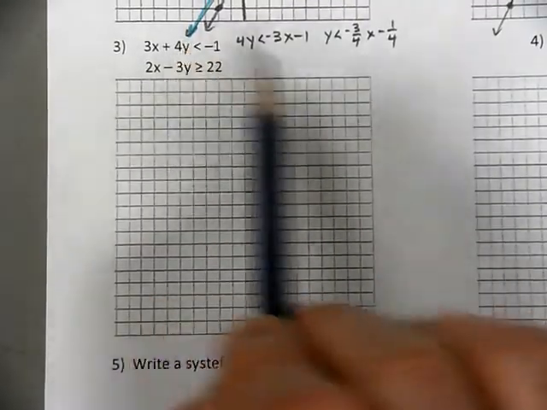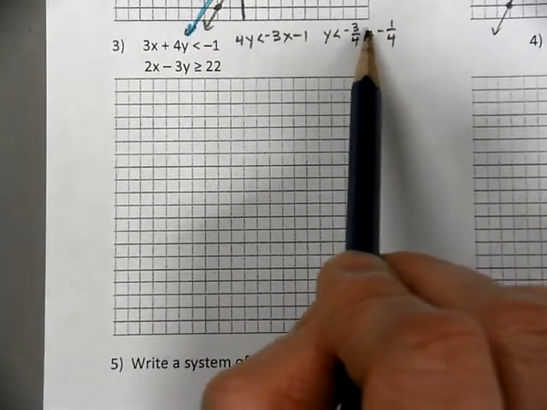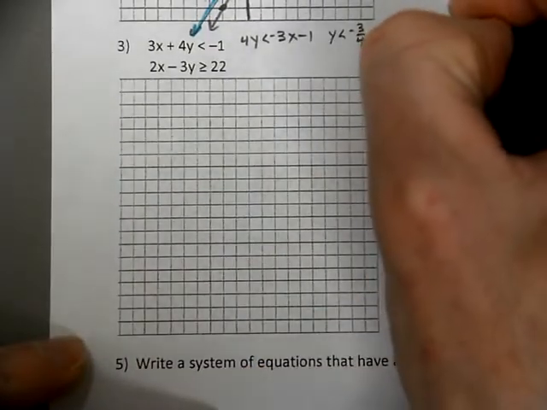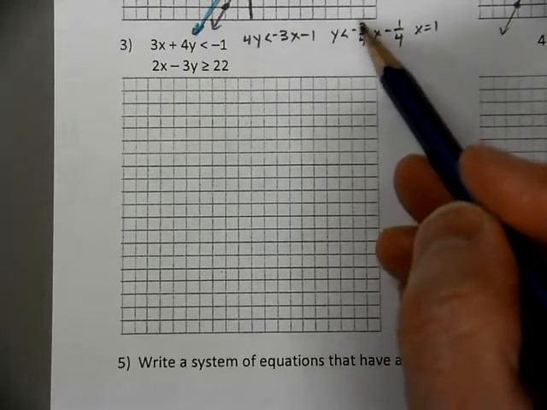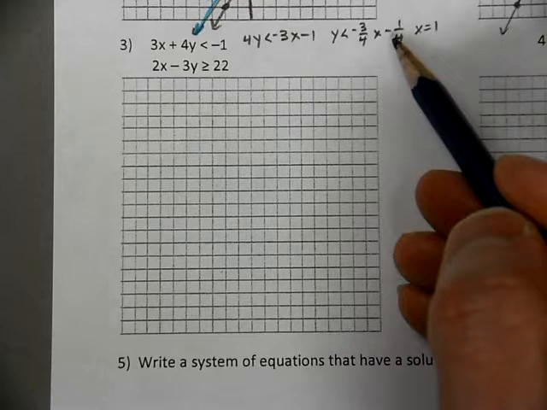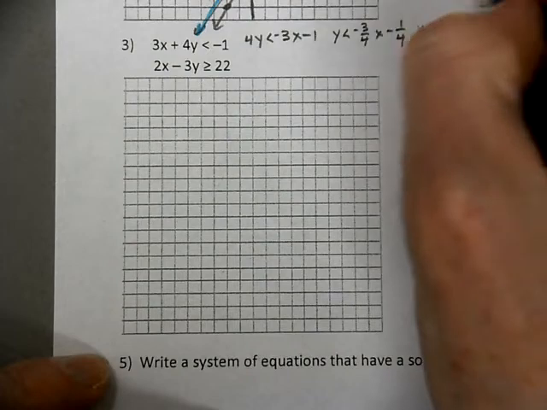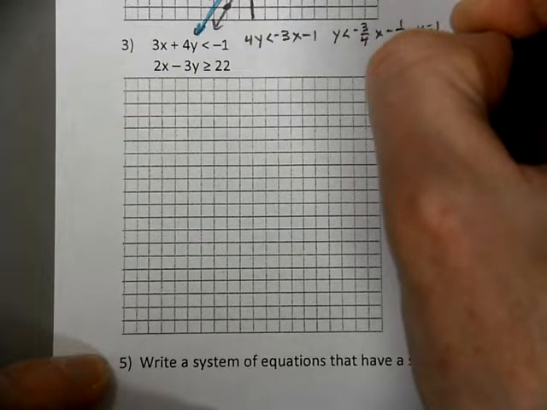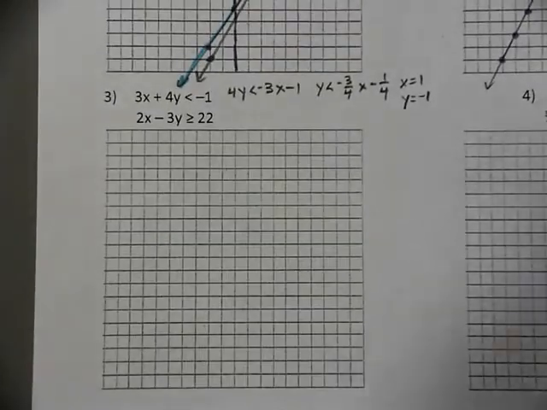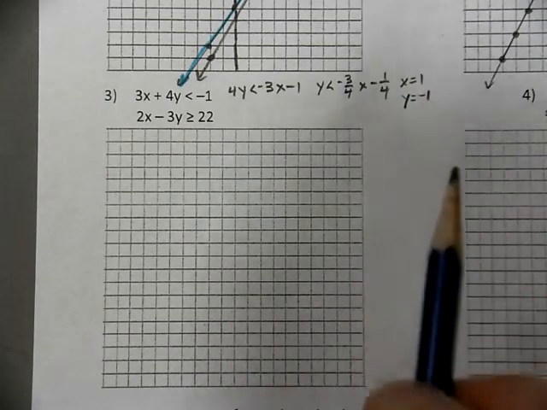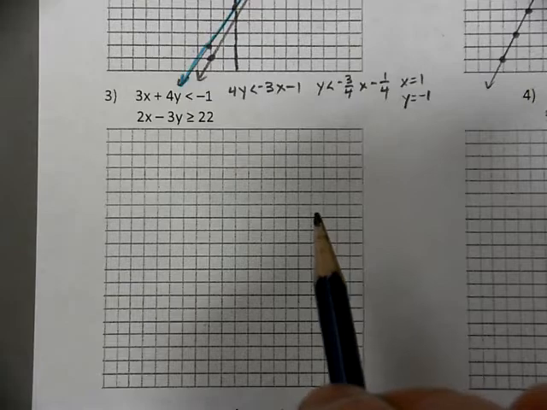If we try 0 for x, that didn't get rid of it very well. We're going to try 1 for x. 1 is going to give me that number. So negative 3/4 minus 1/4 gives me negative 4/4. So that gives me a value of negative 1. So now I have this point at 1 comma negative 1 that should have negative 3/4 as our slope.